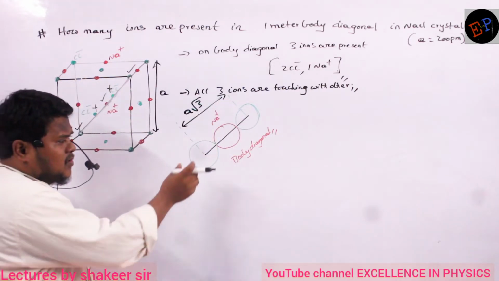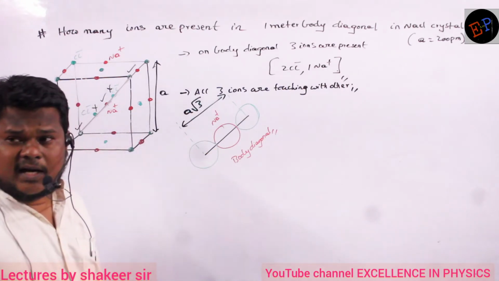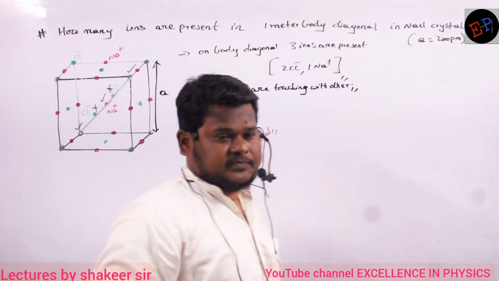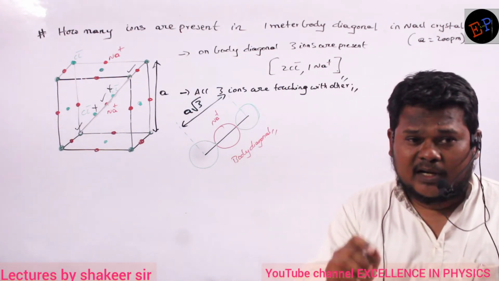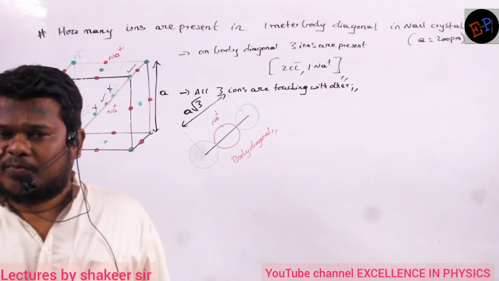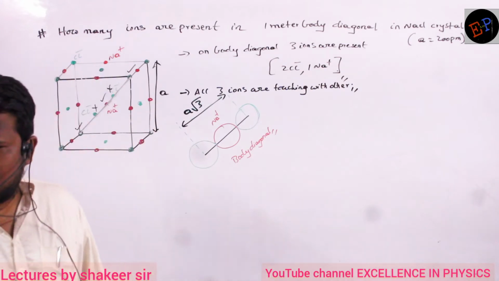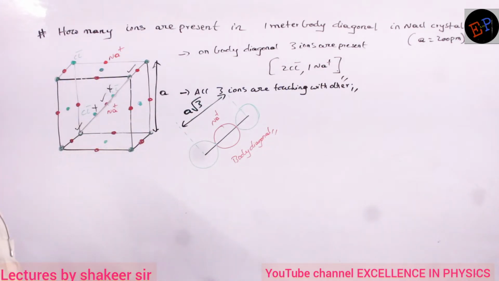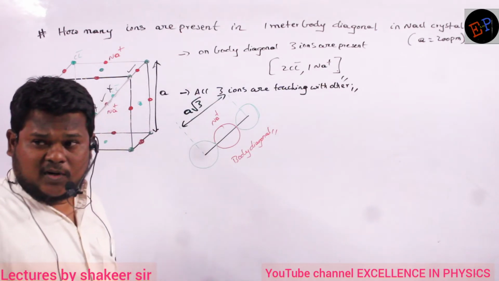Okay. Now on this body diagonal, diametrically, how many ions can be placed? Tell me. On this body diagonal, diametrically, how many ions can be placed? Diametrically. Only 2. How can you say? Actually 3 are present, no? But diameter wise only 2 atoms can be placed.